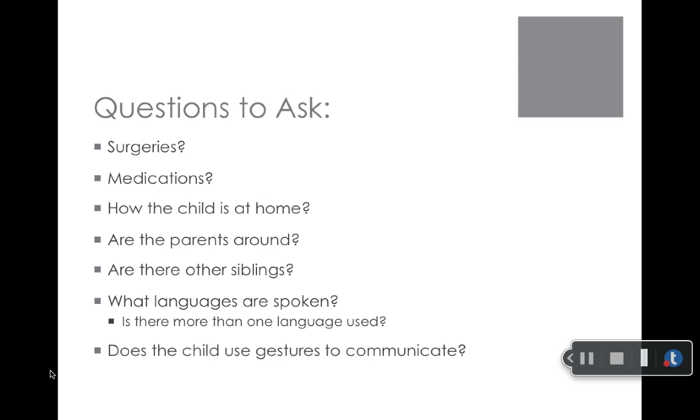How is the child at home? Are the parents around? Is the child learning one language or two languages at a time? That might contribute to a speech and language delay. Are there other siblings? Is there an older brother that does all the talking for the child? How does the child gesture to communicate? Does the child point and the mother just grabs the toy that he wants, or does the child have to vocalize to get what he wants? Does the child use whole words? Is it that the child is on target or not?